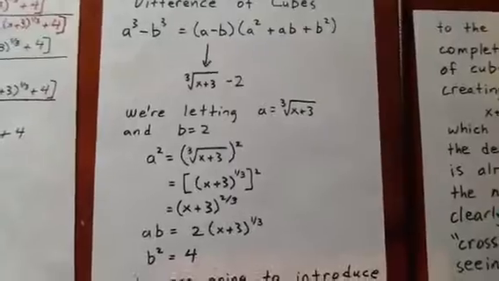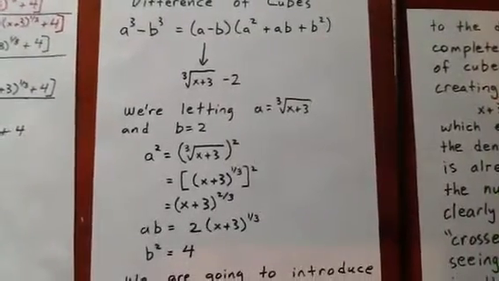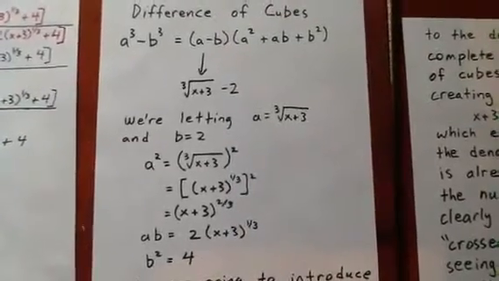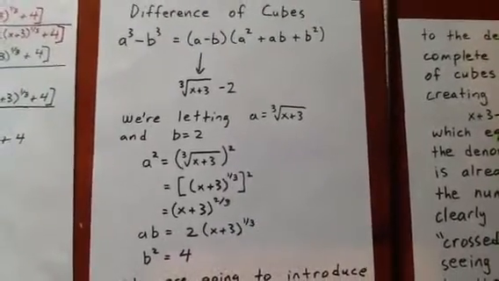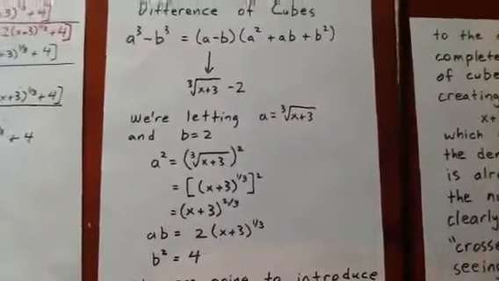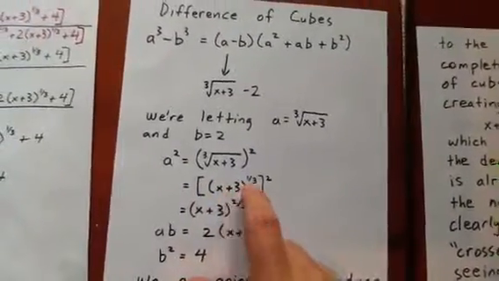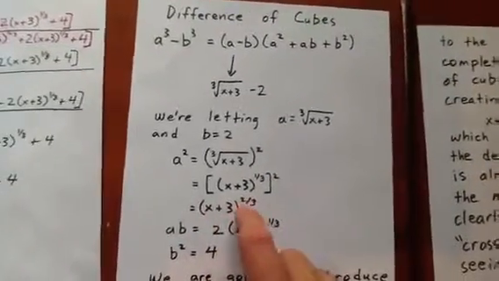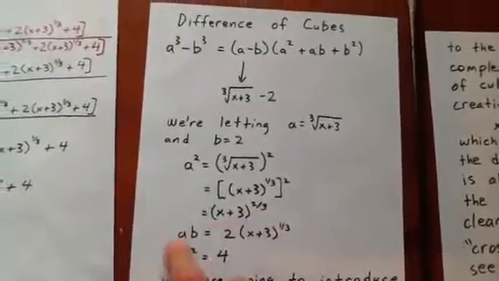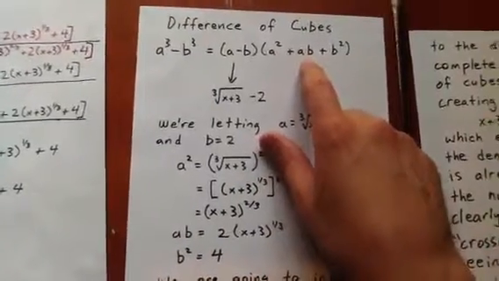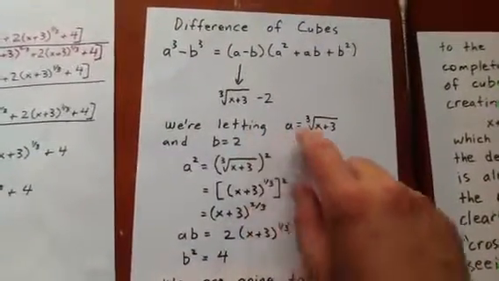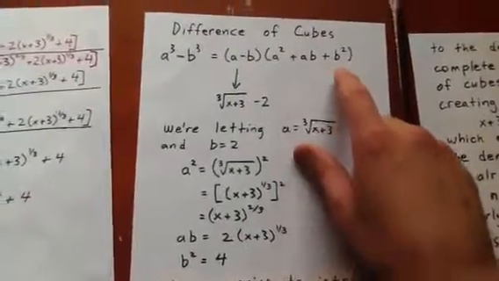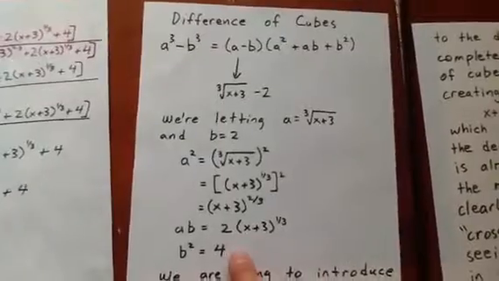So in other words, we're letting a be the cubed root of x plus 3 and we're letting b equal 2. Well, that would mean that a squared was the cubed root of x plus 3 quantity squared. The cubed root of x plus 3 is the same as x plus 3 to the 1/3. Since we're squaring it, we get x plus 3 quantity to the 2/3. AB, which is the second term here, will be 2 times the cubed root of x plus 3. And finally, b squared will be 4.